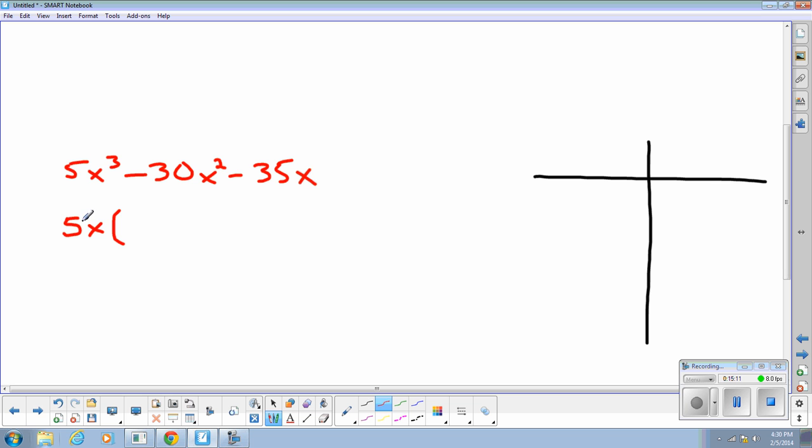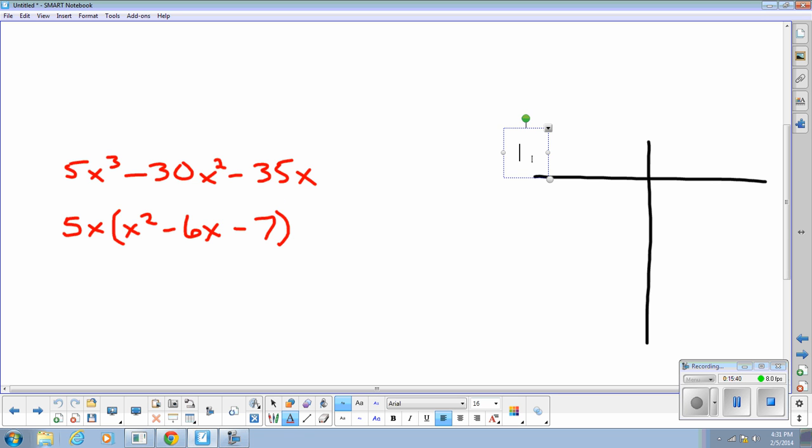5x cubed divided by 5x is x squared. Negative 30x squared divided by 5x is minus 6x. And negative 35x divided by 5x will be minus 7. And x divided by x is 1, so I'll write only the 7. Here's a trinomial with just a plain x squared. So I know I need the factors of negative 7 that add to negative 6.